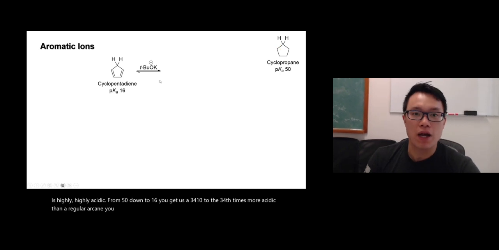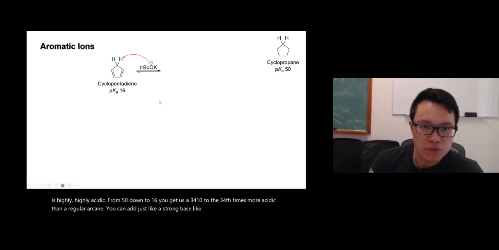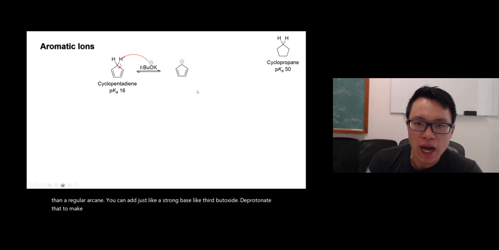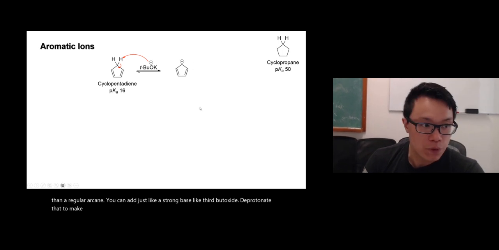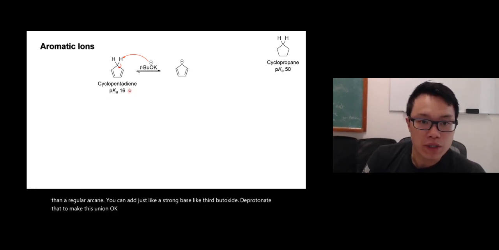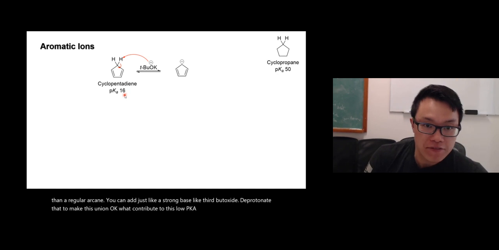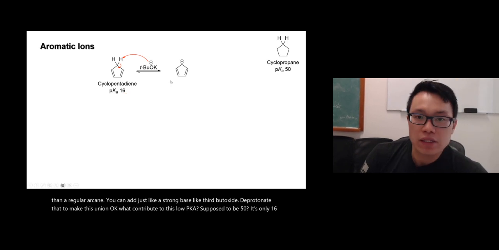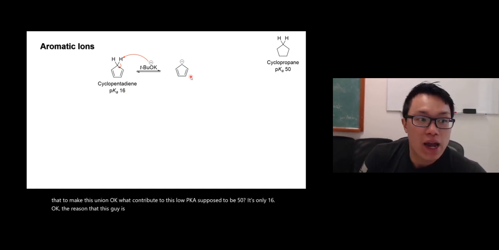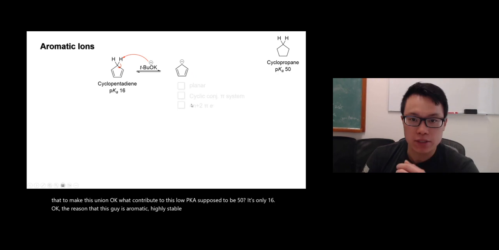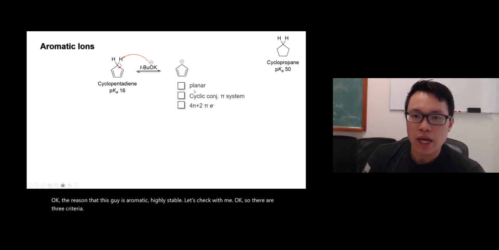You can add a strong base like tert-butoxide to deprotonate that and make this anion. What contributes to this low pKa? It's supposed to be 50, but it's only 16. The reason is this anion is aromatic, highly stable. Let's check with me. There are three criteria; do they meet or not? Start with planar.